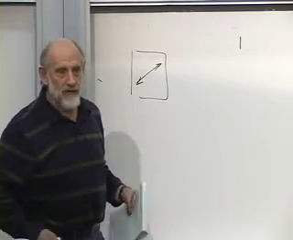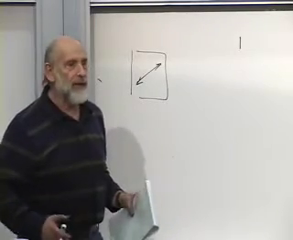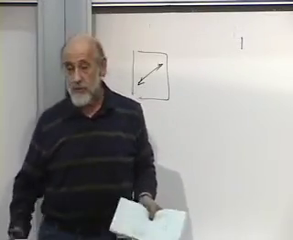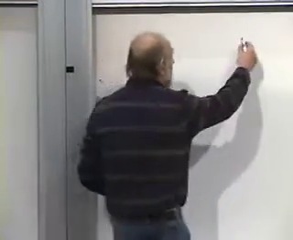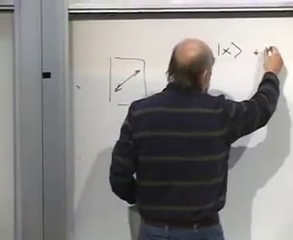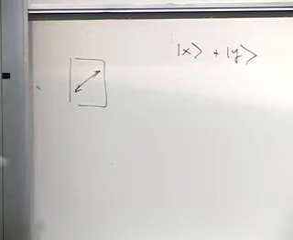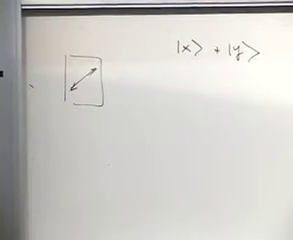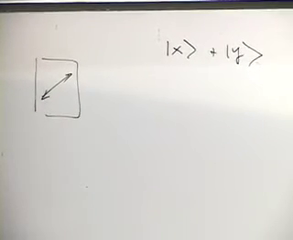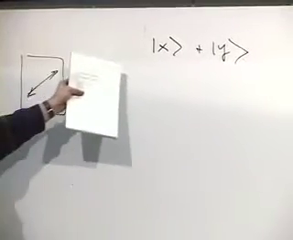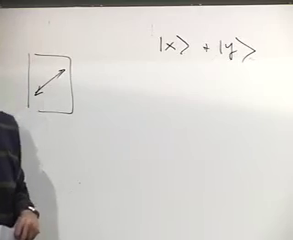It's not x. It's not y. On the other hand, x and y are a complete basis. There's nothing that can't be written in terms of x and y. x plus y seems a reasonable possibility. The sum of the two vectors has equal amplitude in both directions, or equal coefficient in both directions. It's not quite right because it's not normalized.